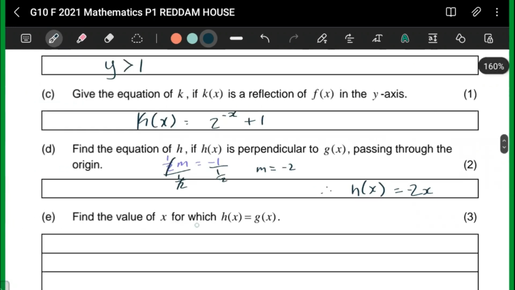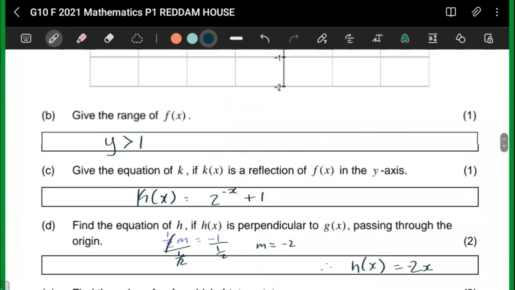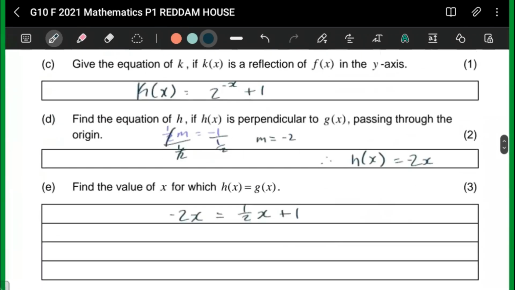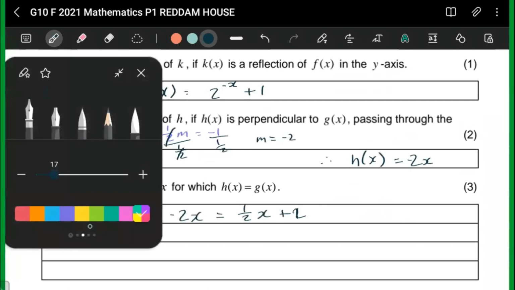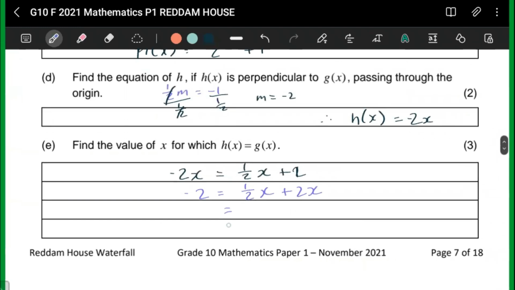Now they said, for which values of x will h of x be equal to g of x? When they're asking you for where two graphs meet, you have to make the two equations equal. You can clearly see your equation of h needs to be correct. Otherwise, you lose double the marks. The equation of g, oh, it's +2. Oops. Anyways, let's solve for x here. We can take the half x and put it together with the 2x, it becomes a plus. The 2, we can take it over, it becomes a minus. 2 plus a half is going to give you 2.5, but as a fraction, it's 5/2.